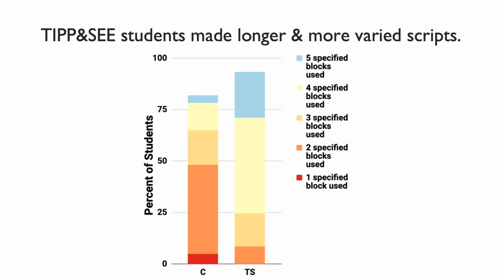And on this graph, we have the different block types used by TIPP SEE and control students, with control on the left and TIPP SEE on the right. The best case would be a bar of all blue, meaning that all students used all 5 required blocks. A majority of TIPP SEE students used 4 to 5 of the required blocks, while a majority of the control students used only 2 to 3 of the required blocks, suggesting that TIPP SEE students were better able to create artifacts in the context of sequence.